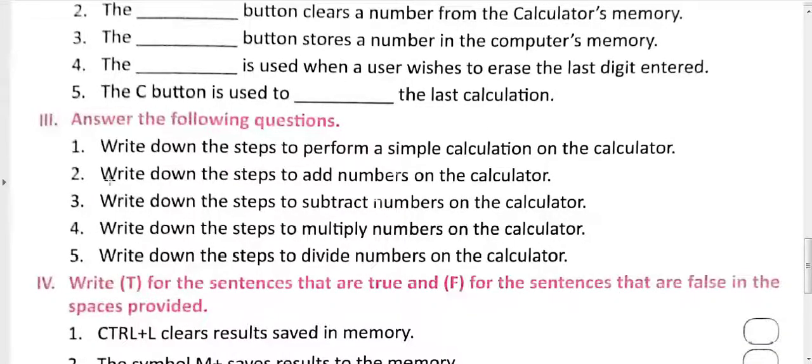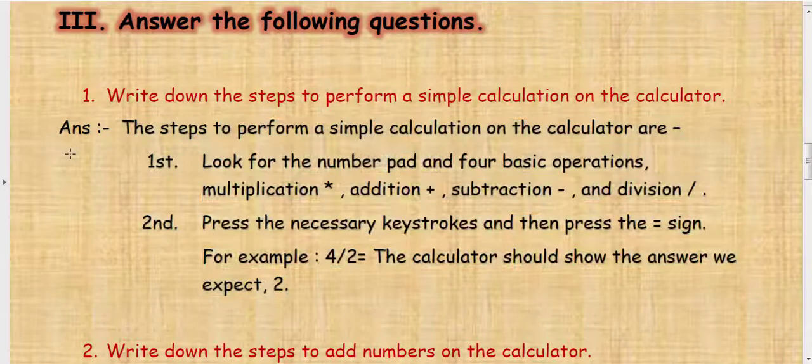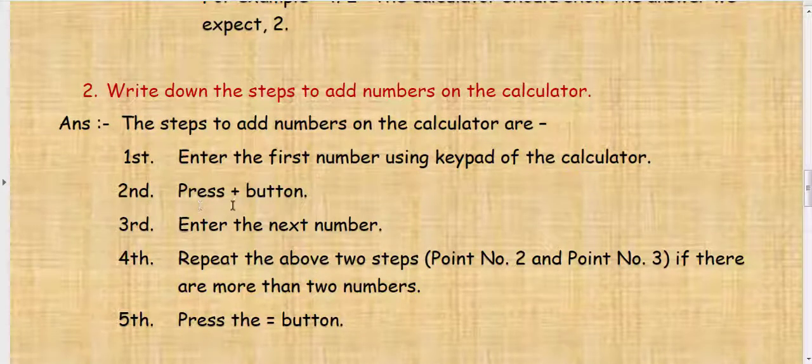Now, question number 2. Write down the steps to add numbers on the calculator. So, the answer will be, see here, the steps to add numbers on the calculator are: first step, enter the first number using keypad of the calculator. Second step, press plus button. Third step, enter the next number. Fourth step, repeat the above two steps, point number 2 and point number 3. If there are more than 2 numbers, then the last step is press the equal to button.